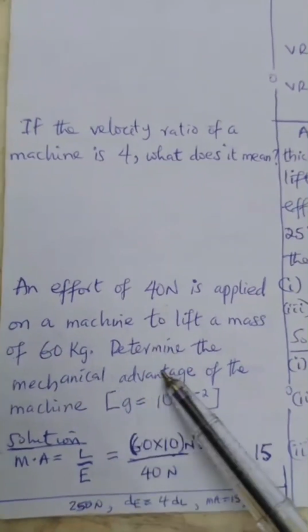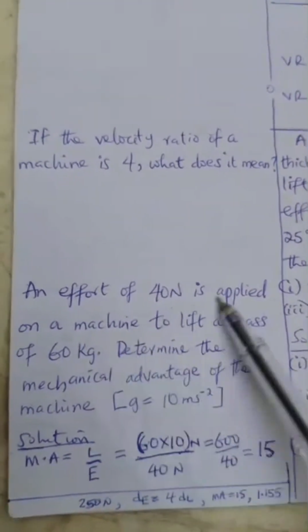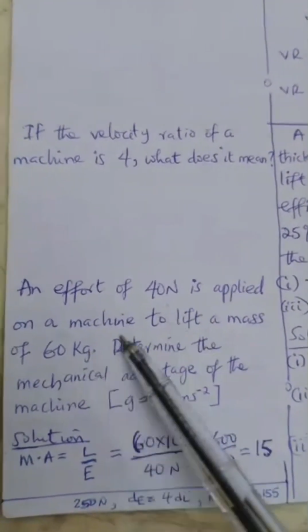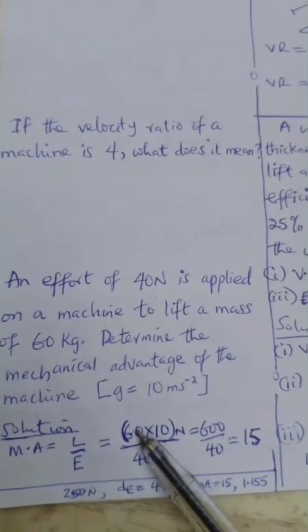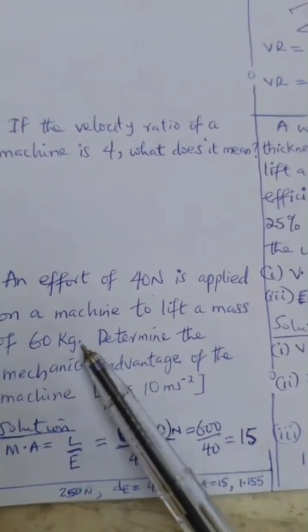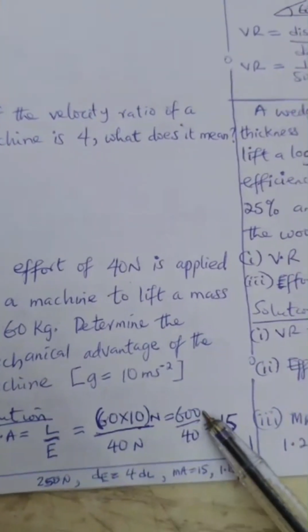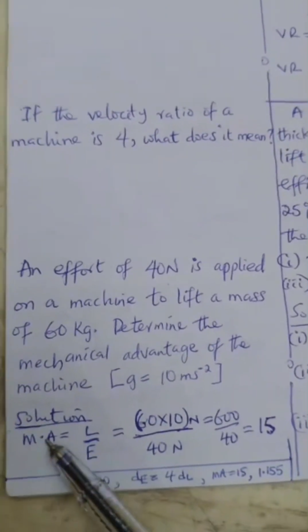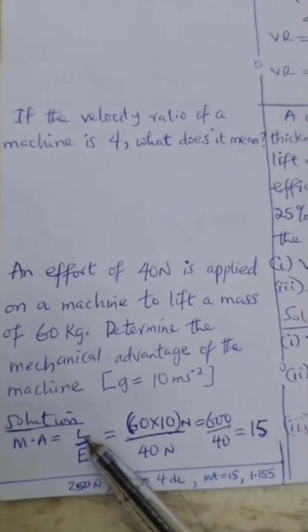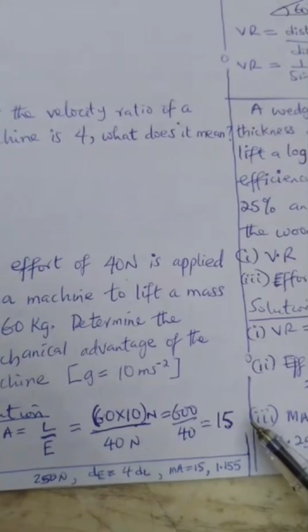So, what are we given? We are given the effort, that's E, as 40. We are given the mass, the load. Now, remember, load is a force, so the mass has to be converted to force. The mass is converted to weight force by multiplying by gravity. So 60 times 10 is 600. And very important, mechanical advantage is always load over effort. It's also known as force ratio. So put that in, get 15.